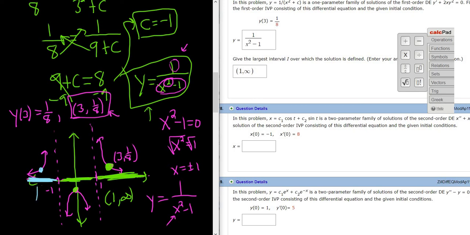There's 3 choices here, right? There's this one, -infinity to -1. There's this one, -1 to 1. And there's this one, 1 to infinity. The reason we picked this one is because our point is over here. So it's a little bit tricky. So you pick the interval where the point is.